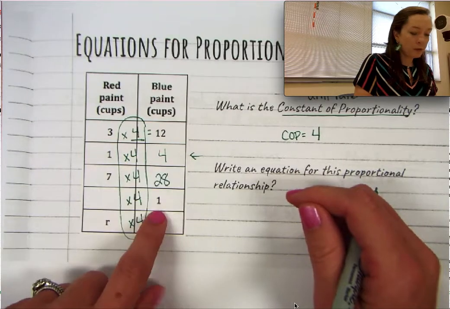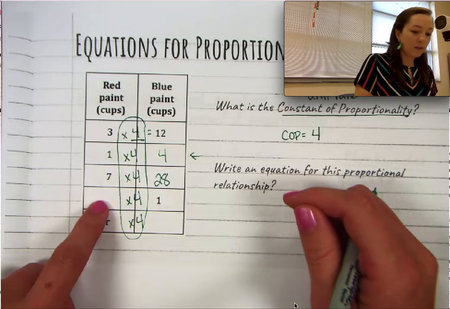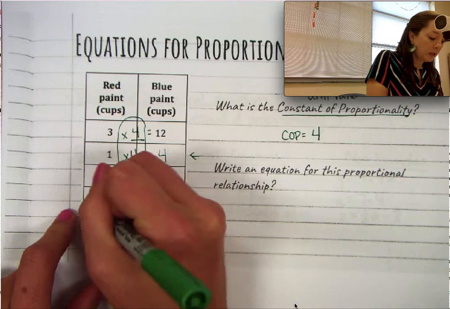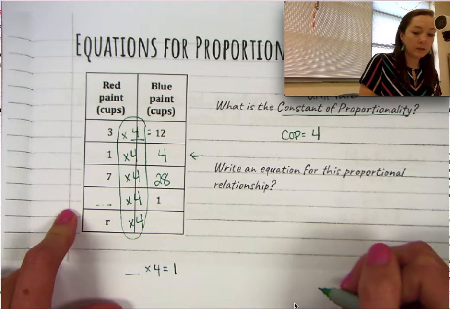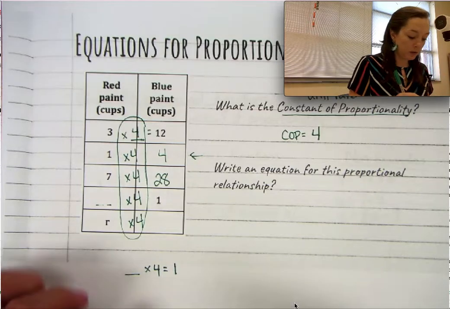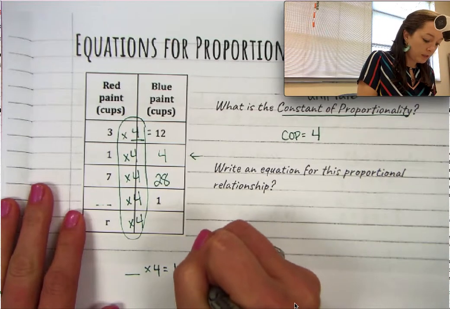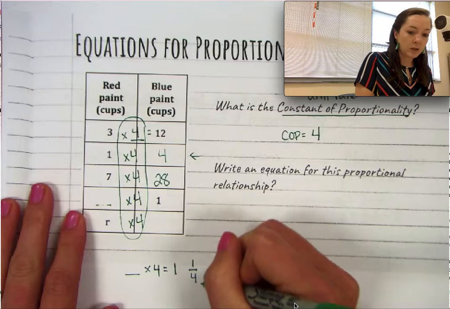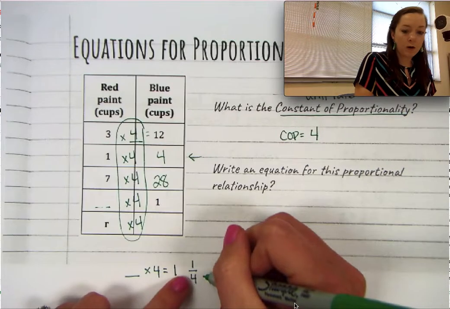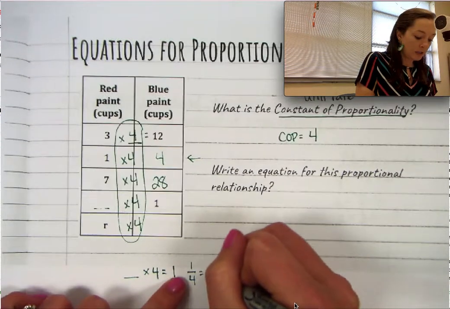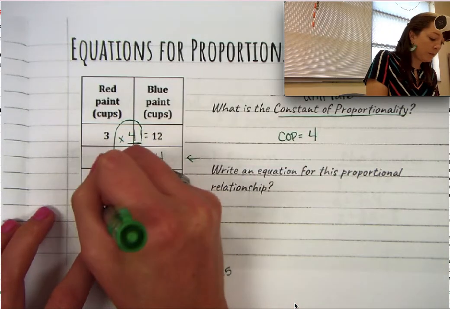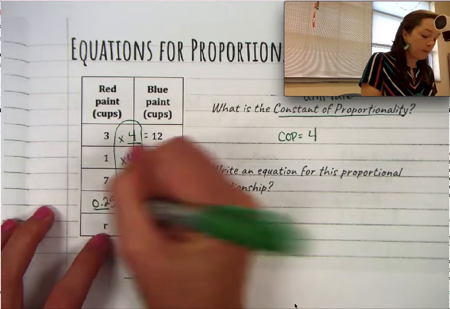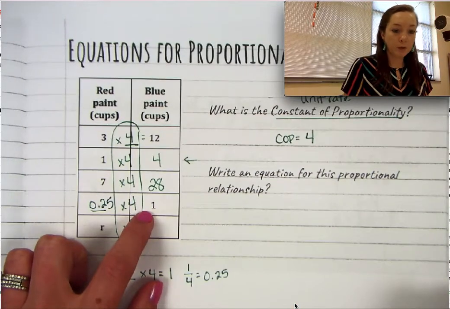But now I have 1 cup of blue, and I need to figure out the red. Something times 4 is equal to 1. Well, I can work backwards here. I'm going to do 1 divided by 4. That's the inverse operation. Instead of multiplying by 4, I'm dividing by 4, and I get 0.25. So either one of these answers works here. So I'm going to put 0.25 for 1 cup of blue.